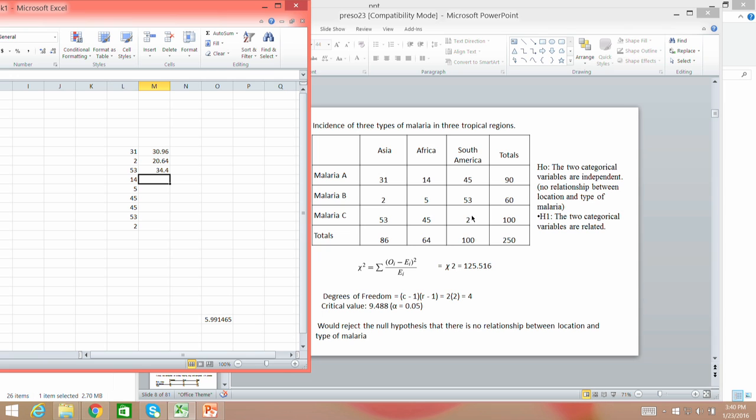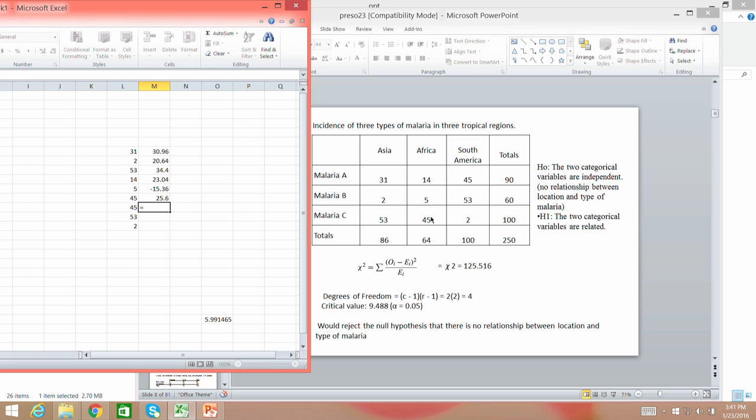So if I want to get this 53, I will say 86 divided by 250 into 100. Okay, then if I want to get the expected for this, what do I do? 64 divided by 250 multiplied by 90. The next one will be 64 divided by 250 multiplied by 60. The next one will be 64 divided by 250 multiplied by 100.